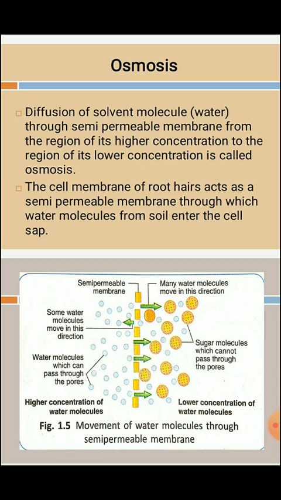And here we already discussed what is semi-permeable membrane. Means it allows only certain molecules of a solution. And in the case of osmosis, semi-permeable membrane allows the molecule of water to migrate from the higher concentrated region to the lower concentrated region, as represented in the diagram. The cell membrane of root hair acts as a semi-permeable membrane through which water molecules from soil enter the cell shape.